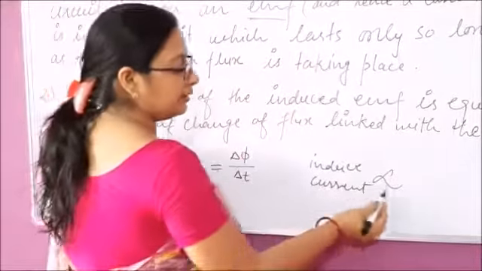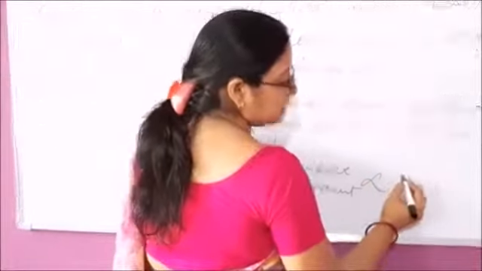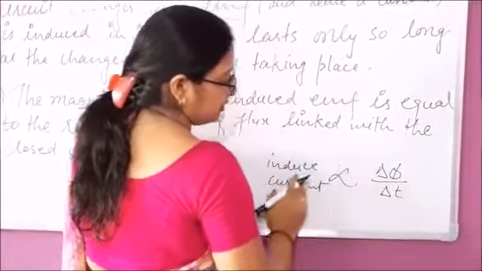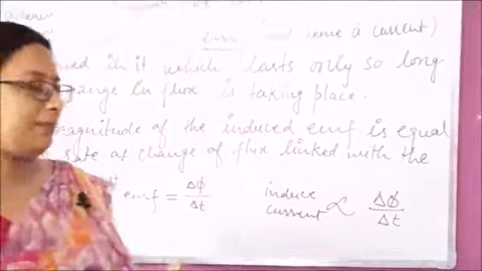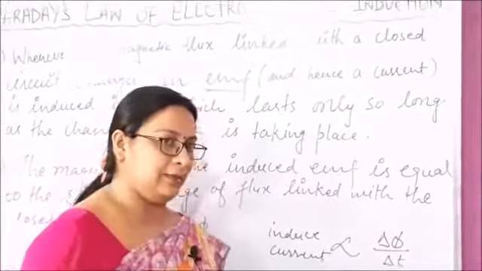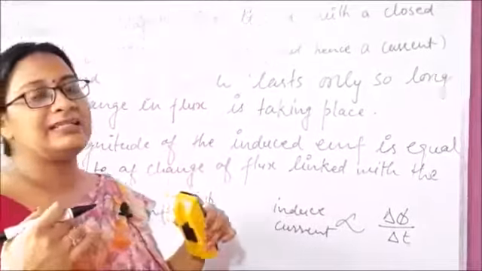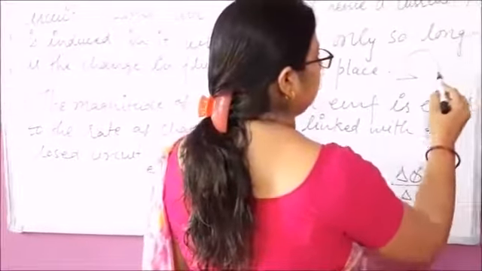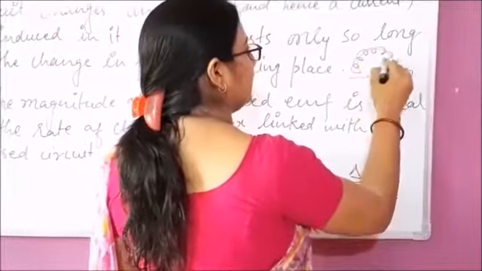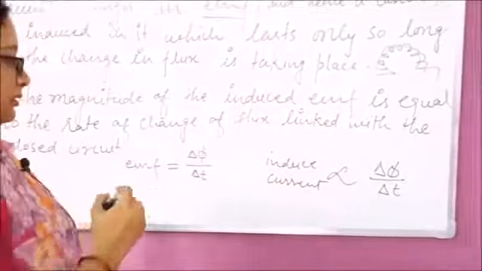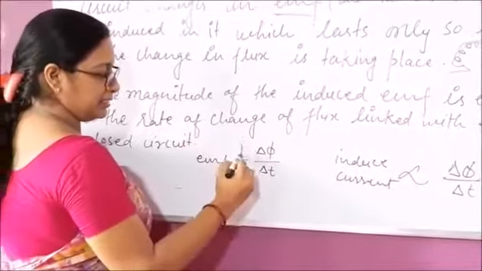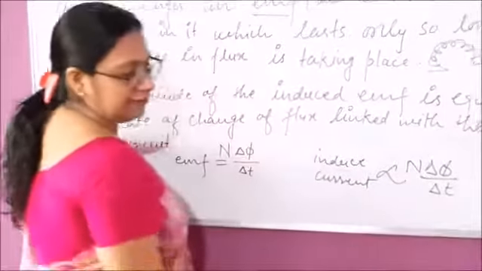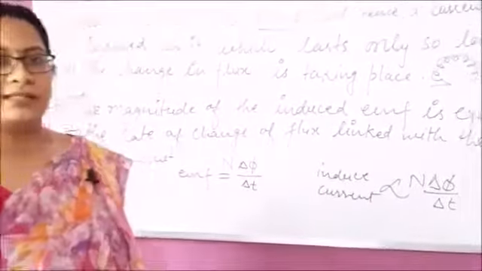How? You can write the proportionality sign, proportional to the rate of change of flux, because there are some more factors on which the strength of current depends. So we will write the proportionality sign here. Okay, and if the coil has n turns, suppose this is a coil with n turns, so we will write EMF is equal to n d phi by delta t, or here also n delta phi upon delta t. Okay children?